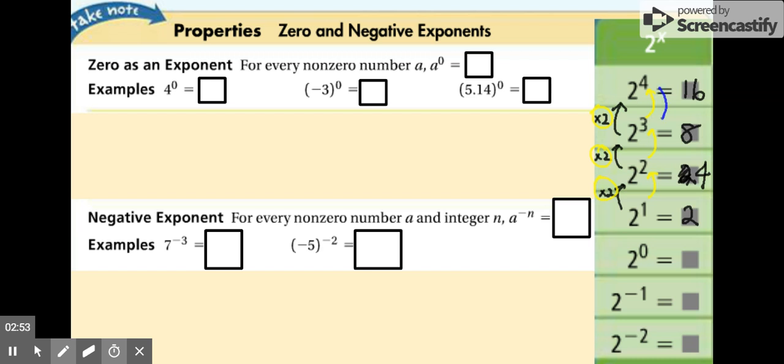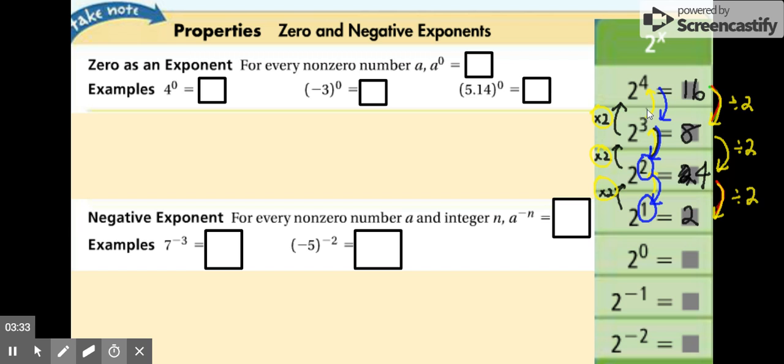What about when it's going down? When it's going down from 4 to 3, what did you do? You divide it by 2, right? And what about when you go down from 2 to the third to 2 to the second? You divide it by 2 to get 4, right? 8 divided by 2 is 4. So let's just do one more time. 2 to the second power. If you look at the exponents, 2 to 1, it's increased by 1. But what about 4 to 2? You divide it by 2.